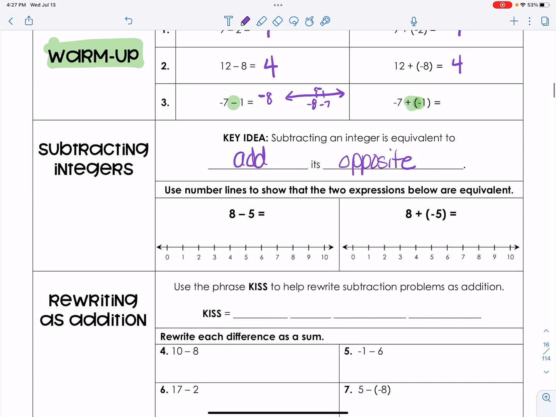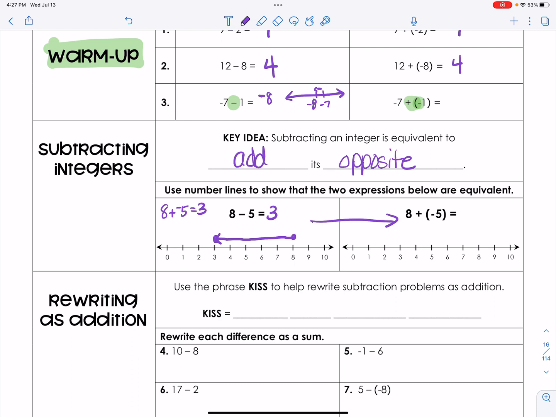Okay, so if we start at 8 and we subtract 5, we end up at 3, right? But if I do 8 plus a -3, my signs are different. I subtract and keep the sign of the bigger. Oh, it's a 5. Shoot. So 8 plus a -5, I get the same answer. Okay, so I get the same answer.